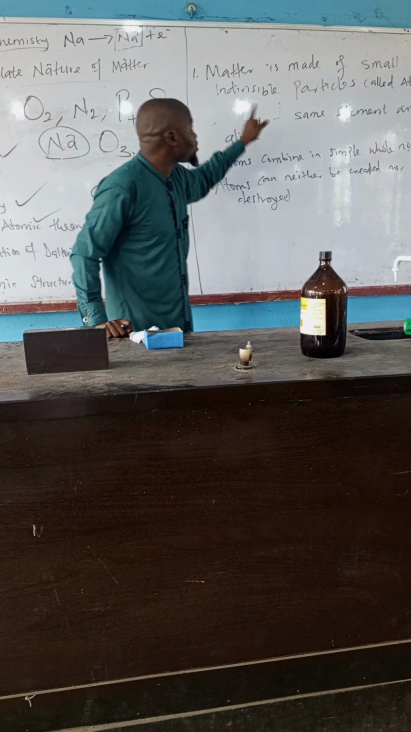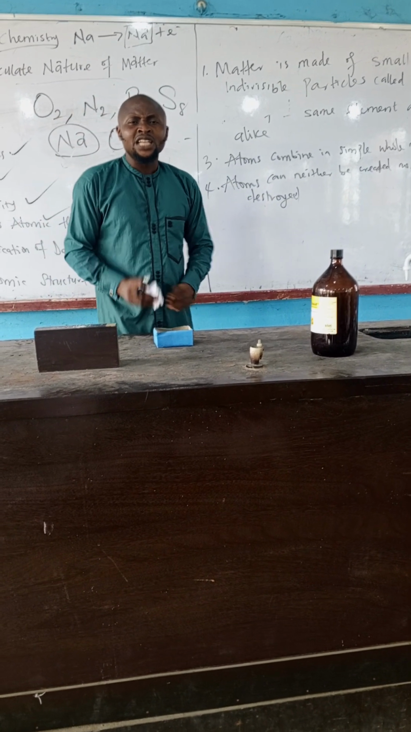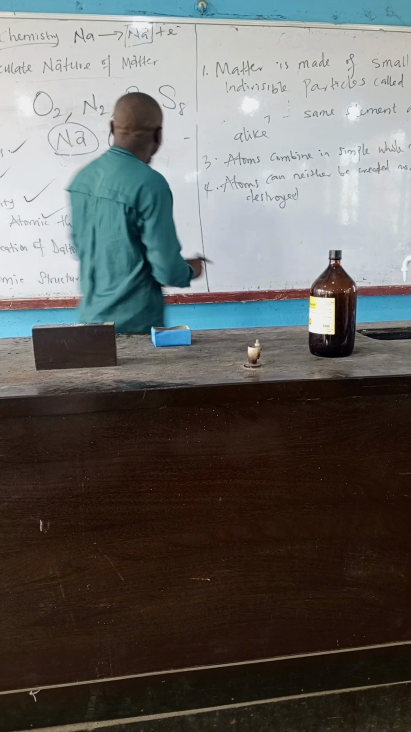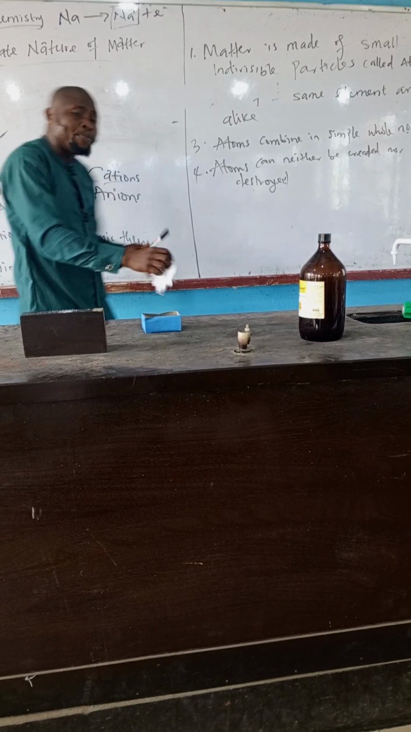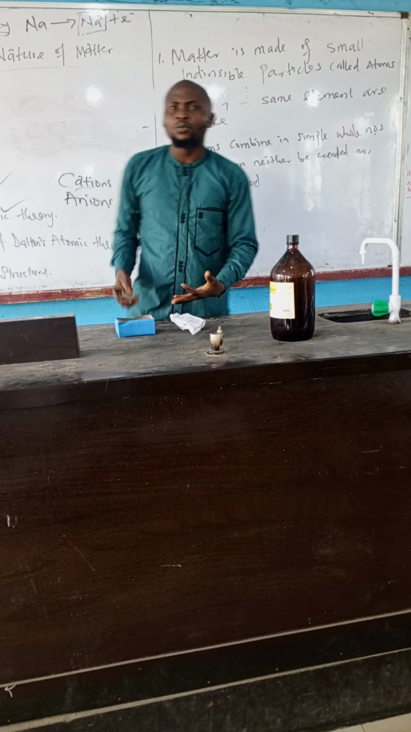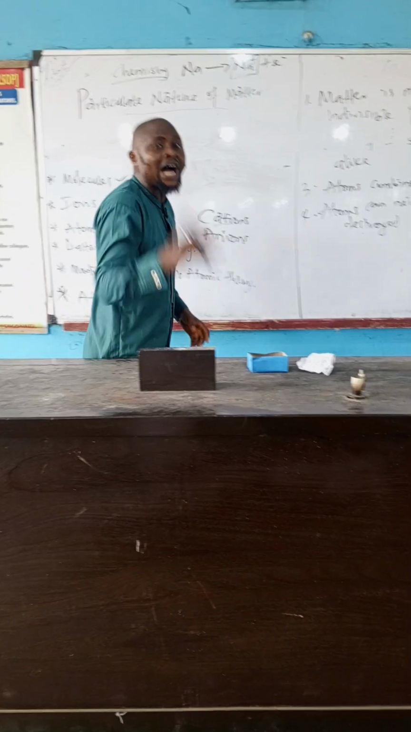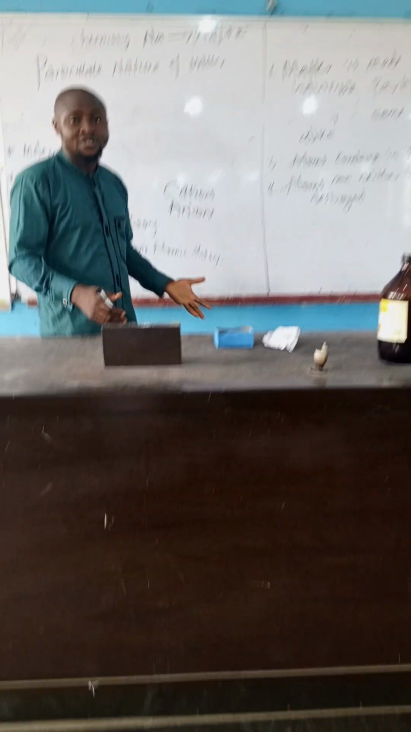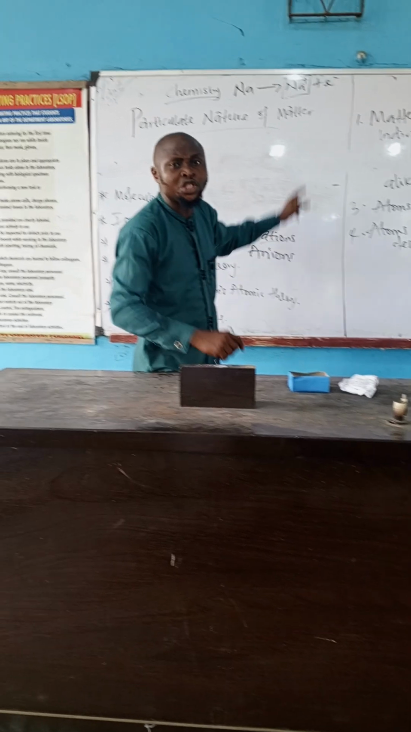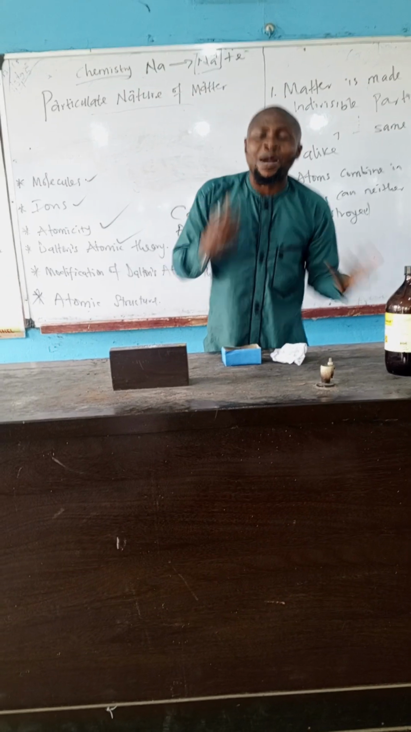Matter is made up of small, indivisible particles called atoms. This is modified, because it has been discovered that some particles can actually be divisible. Some atoms, especially radioactive atoms, can be divided. And that is one of the limitations of John Dalton: it is unable to explain the subatomic particles.